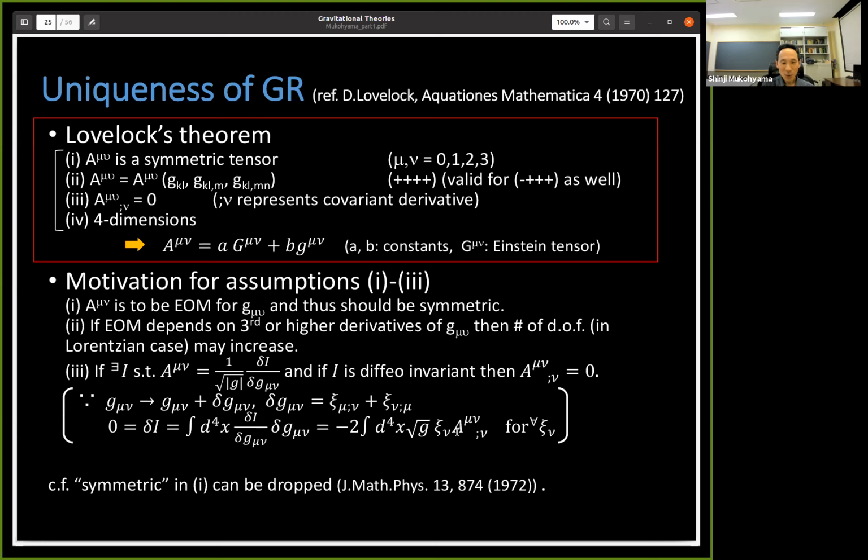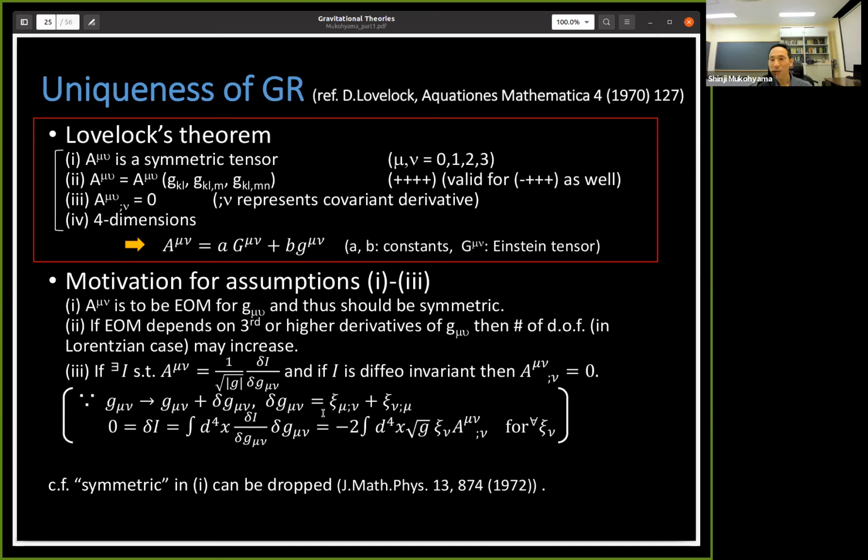So this should be 0 for any xi nu, so this combination should be 0. If the action is invariant under diffeomorphism transformation, then this should be 0. So, motivated by this, Lovelock assumed this. Of course, the fourth assumption is obvious. We are living in 4 dimensions.